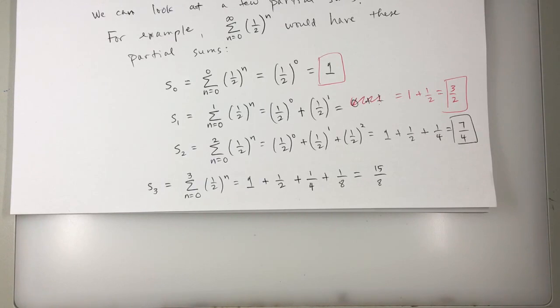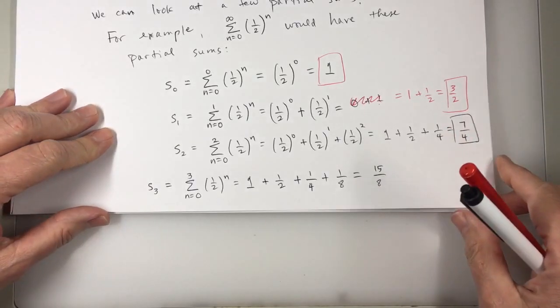How about S sub 4, S sub 5? Take a few minutes and figure those out.